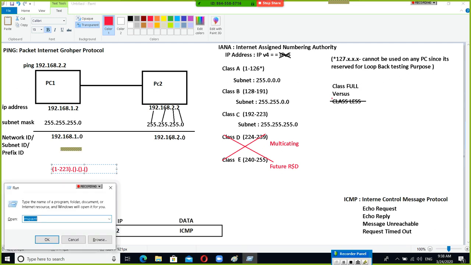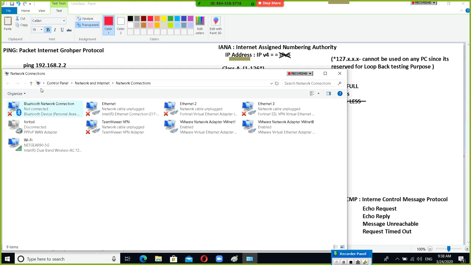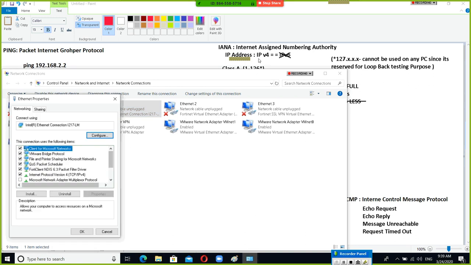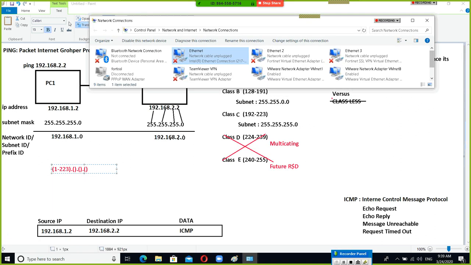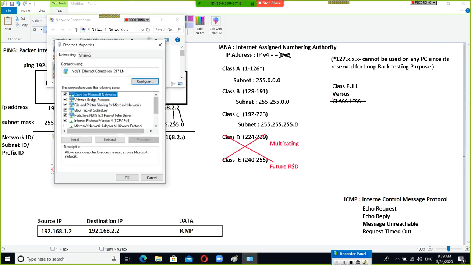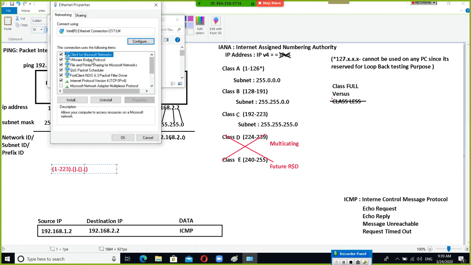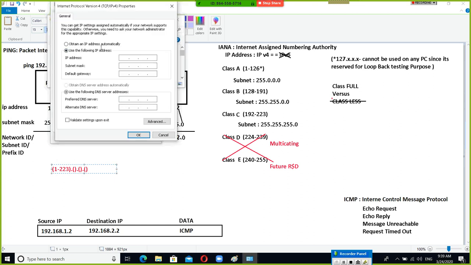Let's confirm this. Let's ask the computer by assigning an IP address to it, because the computer will tell me the right answer. Let me go to one of the LAN cards. This is the place where we normally assign an IP address to a PC. I go to properties. I'm going to the first octave.